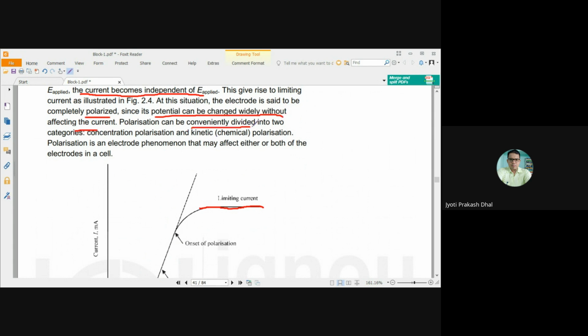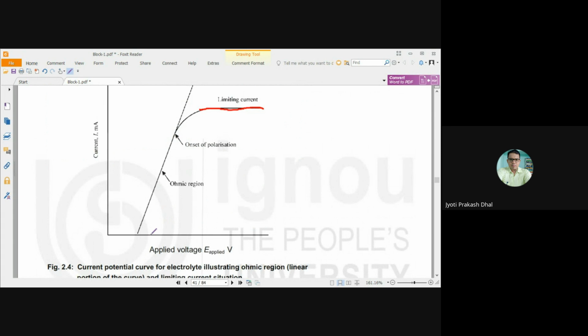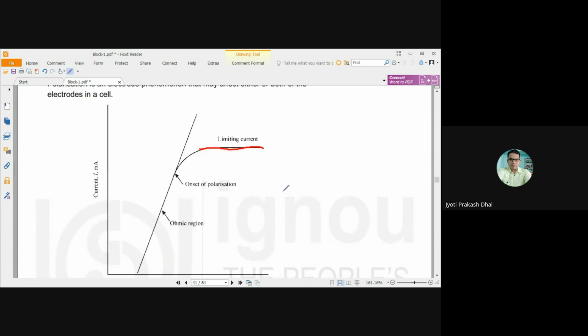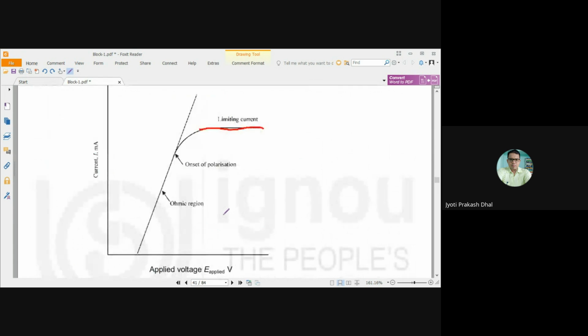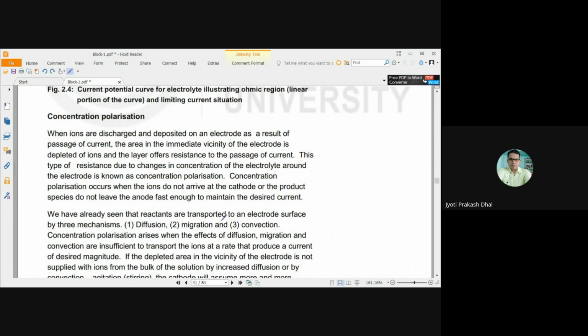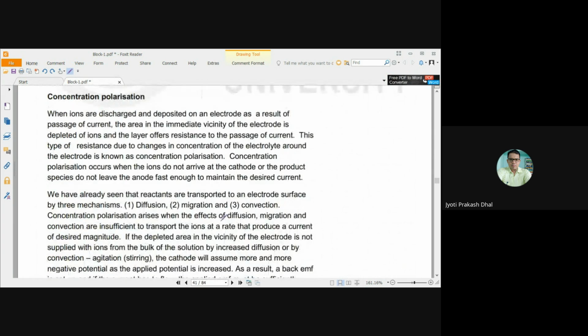Polarization can be conveniently divided into two categories. The first one is concentration polarization, and the second one is kinetic or chemical polarization. Due to polarization, the current will remain constant, as we observe from this graph. Here we will discuss the different types of polarization. First, we'll discuss what concentration polarization is.